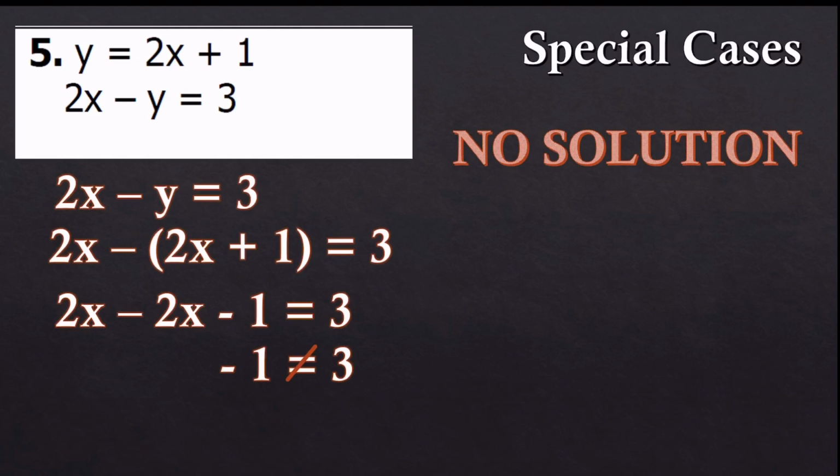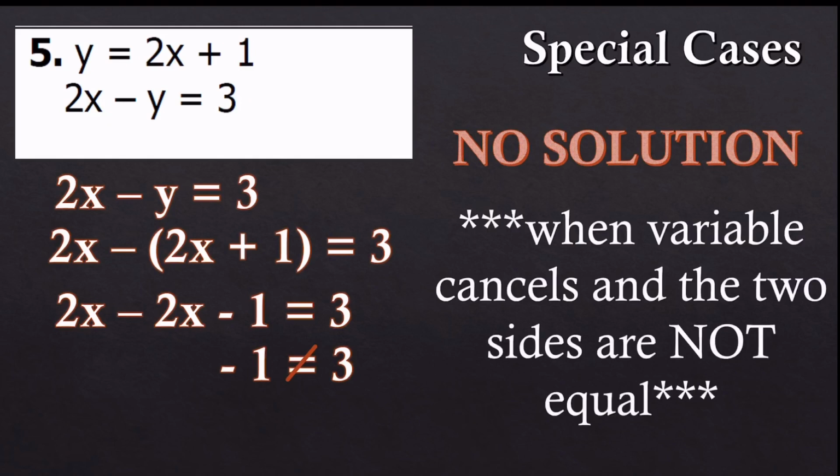Okay, so here's what you need to write. When the variable cancels and the two sides are not equal, it is no solution. That's what we're looking at. Same thing when we solve equations, okay? So if you do this work and they do not equal each other, it's no solution. So meaning a no solution, these lines would be parallel, okay?